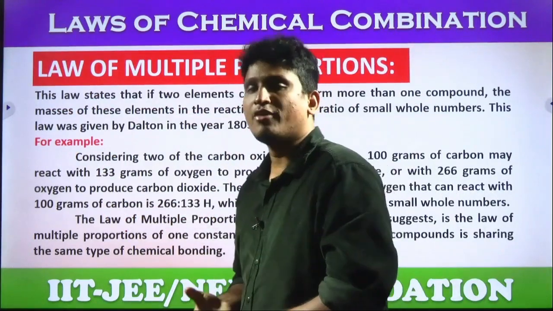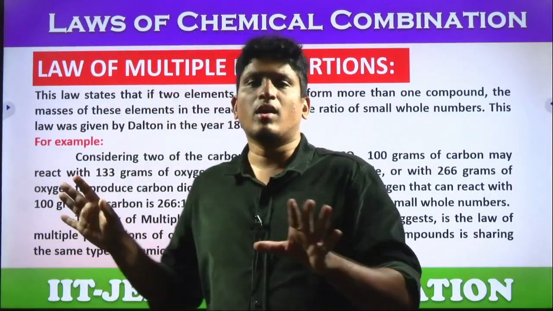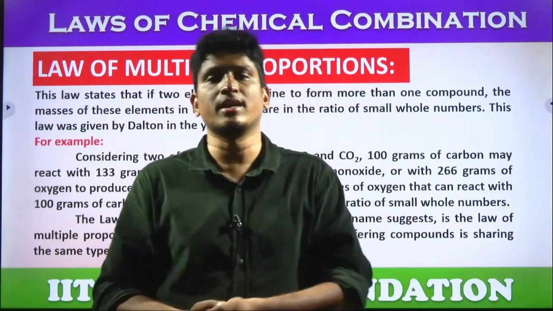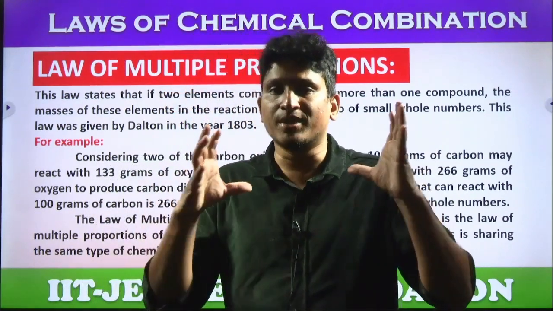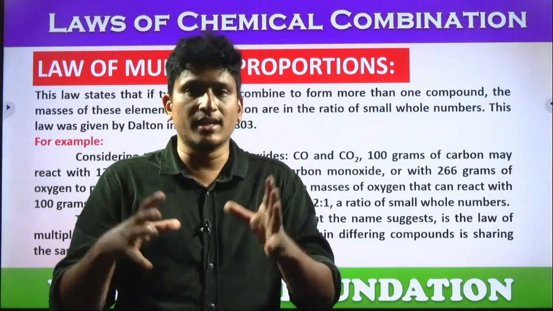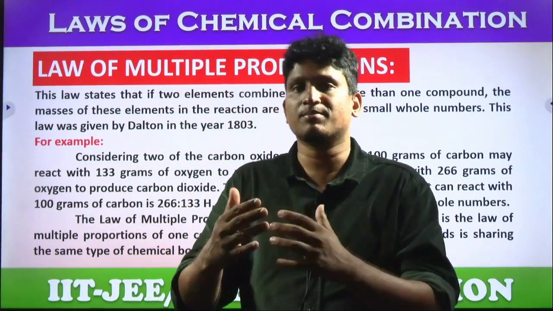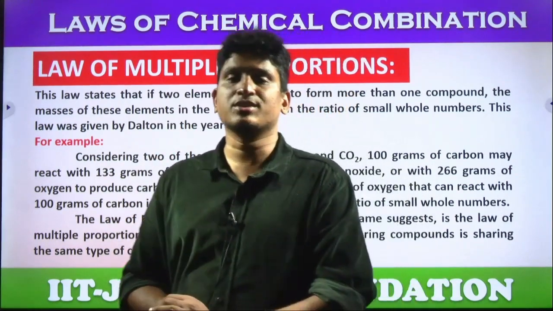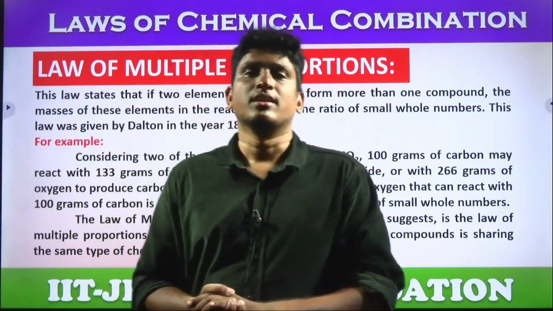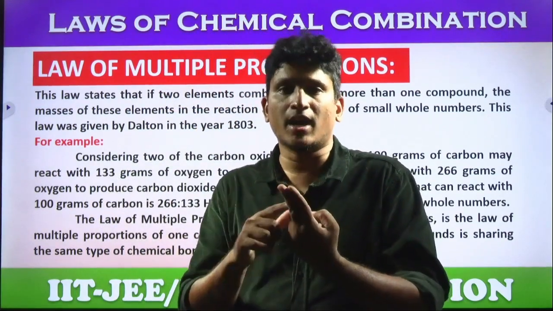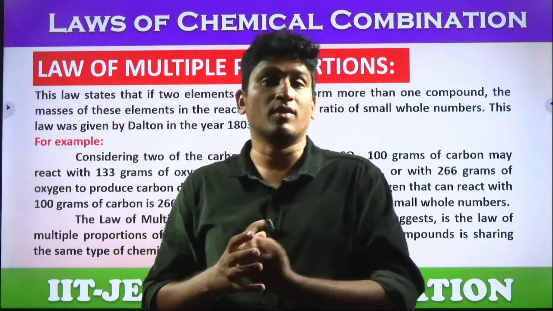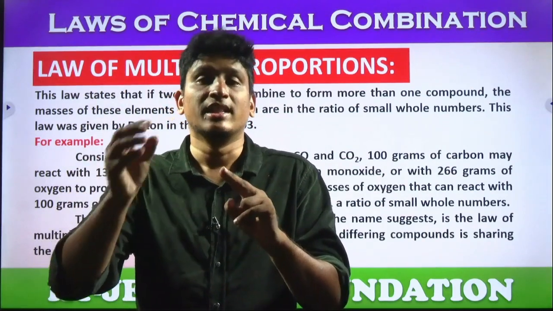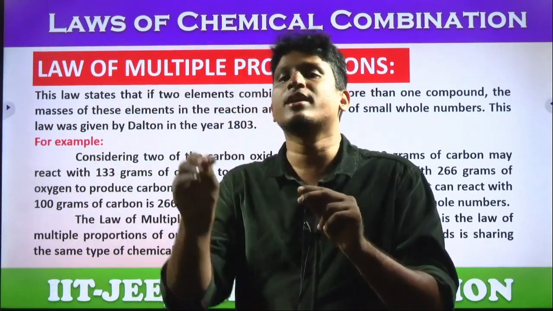First of all, the law of multiple proportions. So you already know, students, all these laws provide the basic rules for chemical combinations. If two elements or two compounds are combining, what are the principles acceptable for these combining elements? What are the rules given by all these laws? So the law of multiple proportions, students, is also very simple. If two elements combine to form more than one compound, they always combine in a simplest whole number ratio.